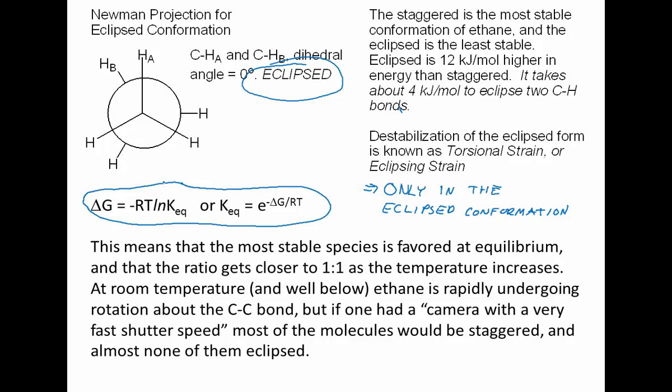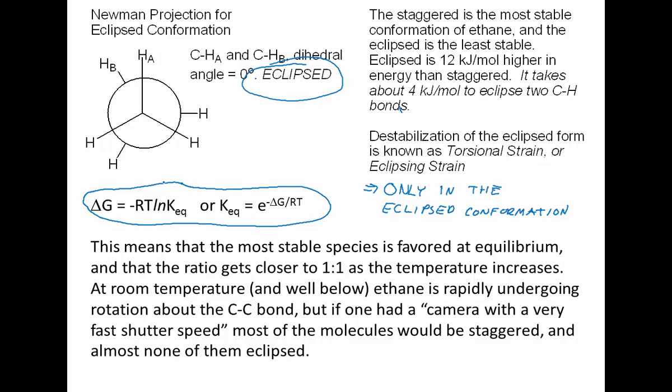What this means is that the most stable species is favored at equilibrium. This is one of many situations where we're going to see this relationship, the most stable compound being the more abundant one. And it's a simple law of thermodynamics that tells us that this has to be the way. Okay, you see this temperature term here, and this just means that as the temperature gets higher, the equilibrium constant gets closer and closer to 1 to 1. Okay, so you see more of the lower energy one at lower temperature.